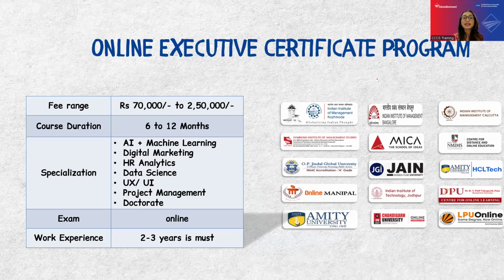And then we have the executive program for working professionals. Here the condition is that the candidate must have 2 to 3 years of work experience. That is a must. The fees range between 70,000 and 2,50,000. Since it's a certificate, the duration is between 6 months and 12 months, almost a year. We have 6 to 7 specializations in it: AI and machine learning, digital marketing, HR analytics, data science, UX, UI, project management, and PhD programs.